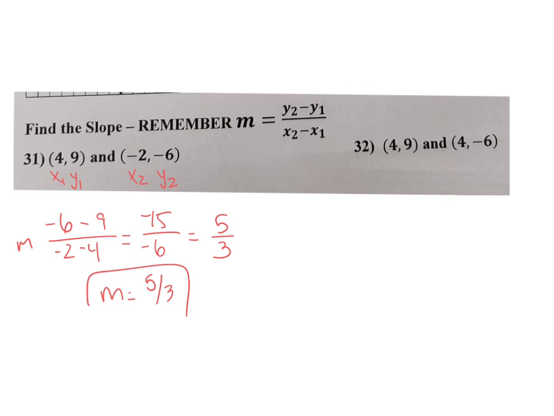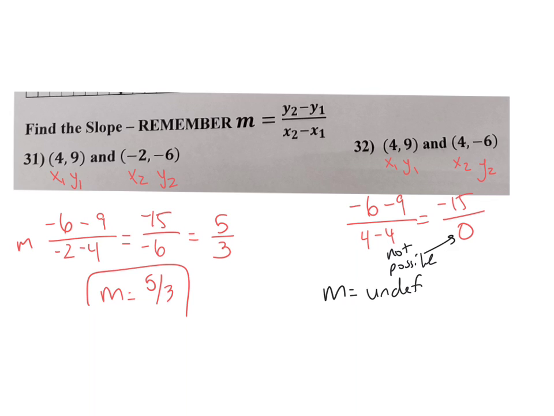That's it. So for 32, I have x1, y1, x2, y2. So I'm going to put negative 6 minus 9 all over 4 minus 4, which is going to give me negative 15 all over 0. Cannot have 0 on the bottom. That's not possible. So that means that the slope for a vertical line, or a straight up and down line, is going to be undefined. That's it for 32.